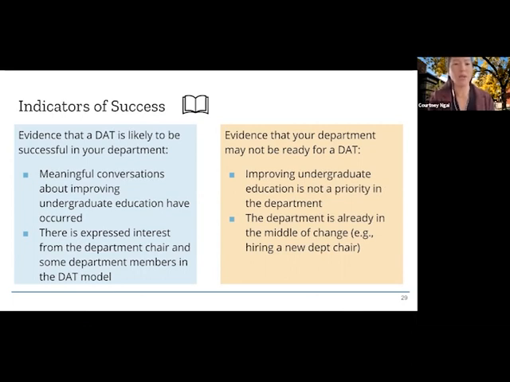This can include that meaningful conversations about improving undergraduate education have occurred, and there is expressed interest from the department chair and some department members in the DAT model. We also include evidence that your department might not be ready for a DAT, where you might have noticed, based on different types of evidence, that improving undergraduate education is not a priority in the department. They might be prioritizing other topics at that time, or the department is already in the middle of a change, such as hiring a new department chair, and might not be prepared to support a DAT at that time.